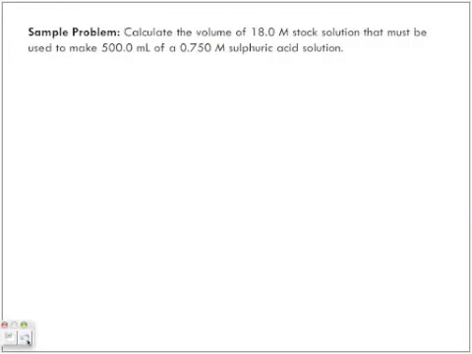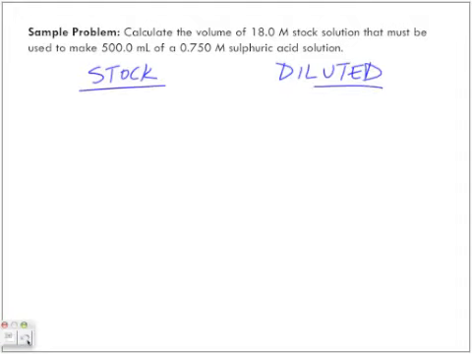Calculate the volume of 18.0 moles per liter of a stock solution that must be used to make 500.0 milliliters of a 0.750 moles per liter of sulfuric acid solution. So we'll separate our stock solution from our diluted. We want our volume, our concentration, volume, concentration.